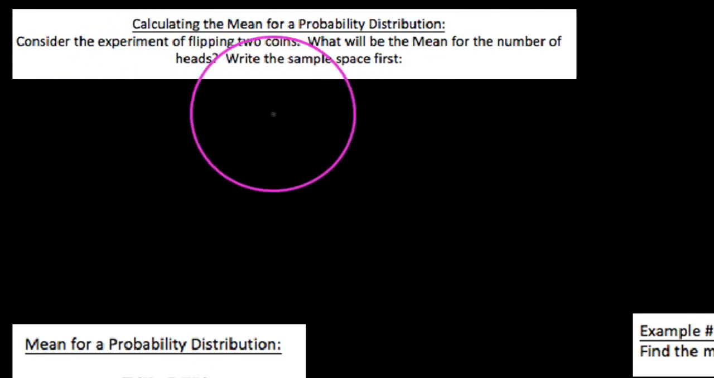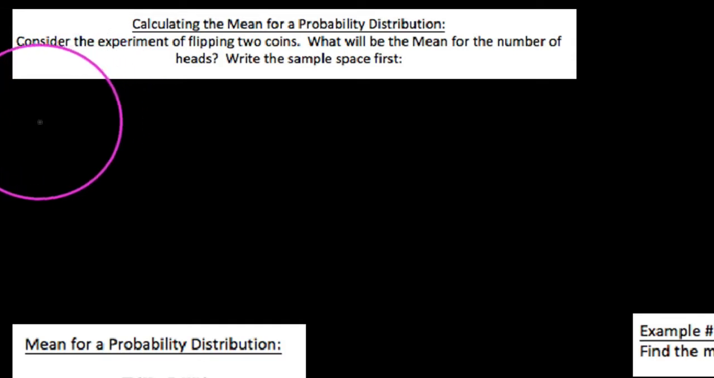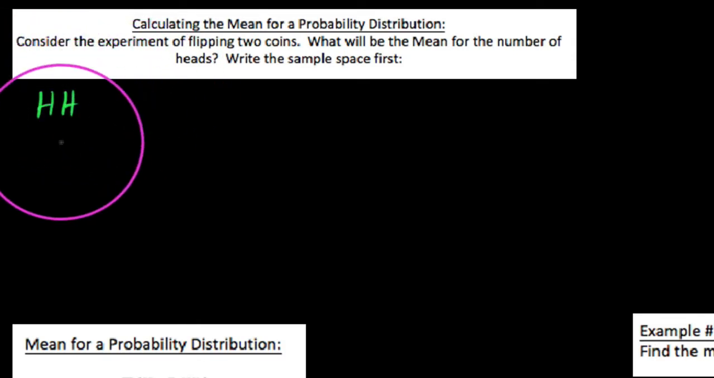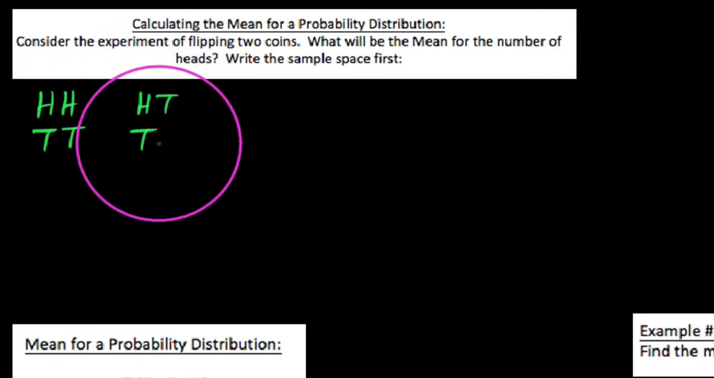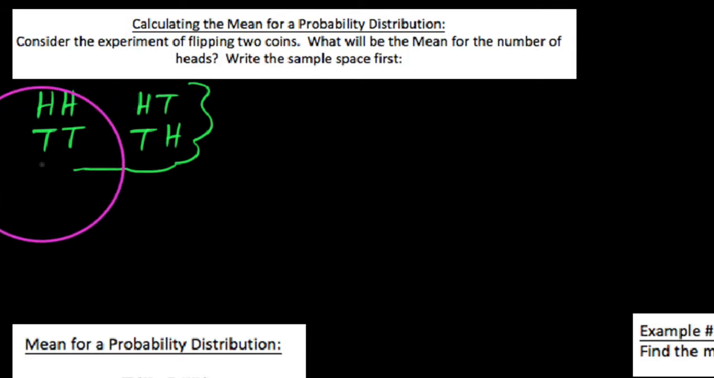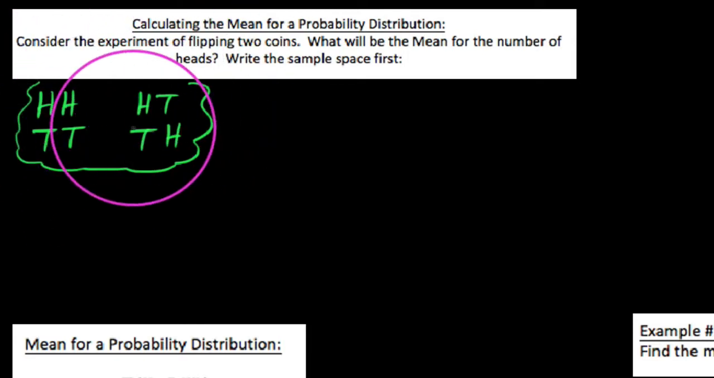So the first thing we're going to do is list out the sample space, which happens to consist of these four possibilities. We could certainly get a heads and then a heads. We could get a tails and then a tails. We could get a heads on the first coin, tails on the second, or a tails and then a heads. But we say these are the four possibilities that could occur with my coins.